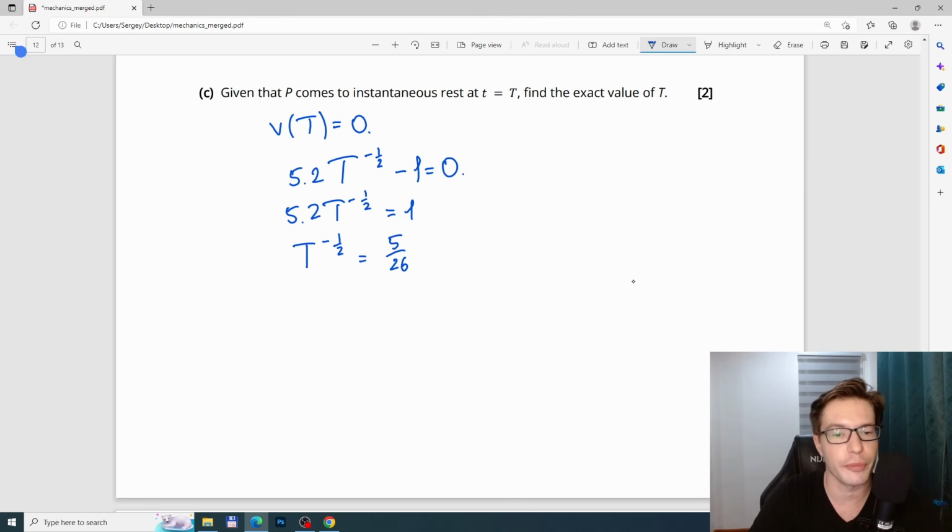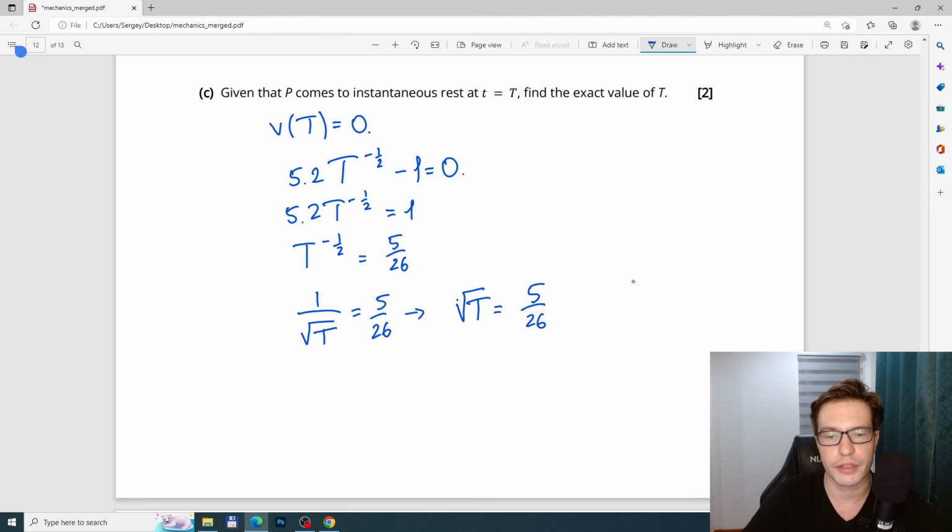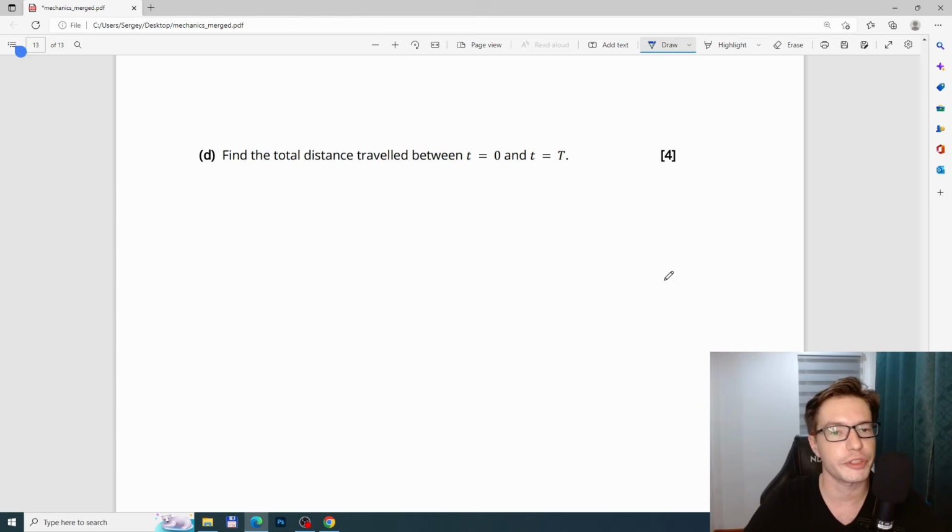But now what is t to the power of minus a half? It's 1 divided by square root of t. Flip both sides over. And then square. So we get T equals 27.04. And finally, the last question, we'll have to find the total distance traveled between 0 and t equals T, which is actually 27.04.